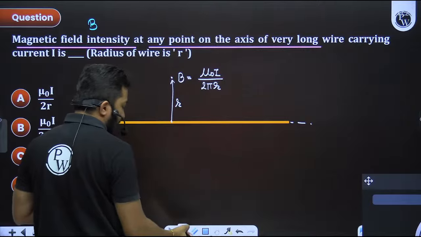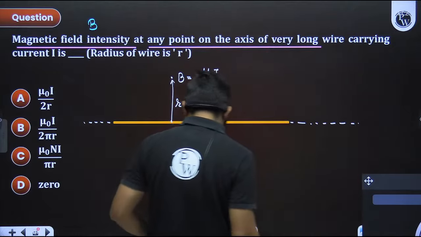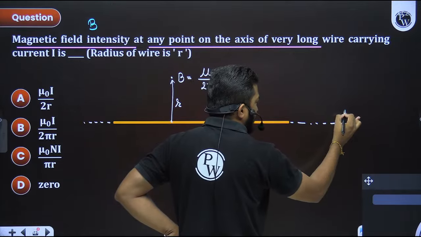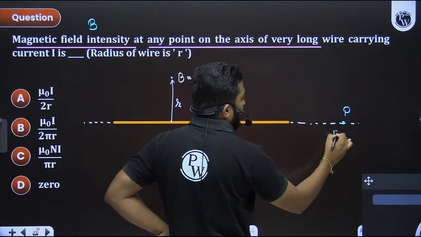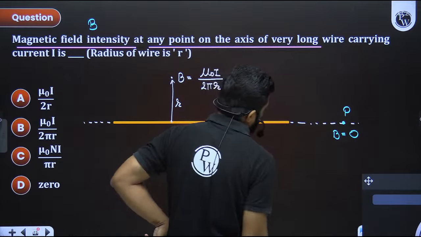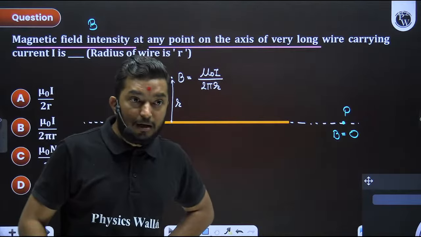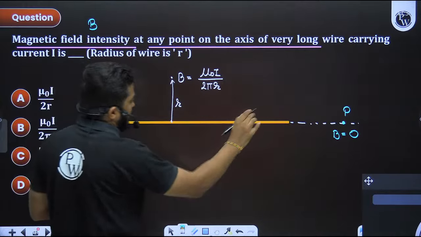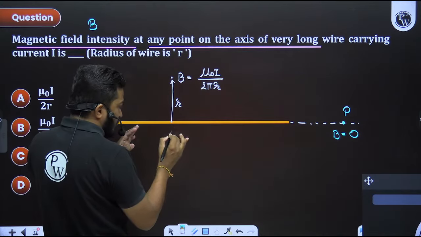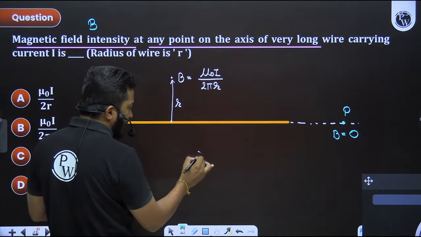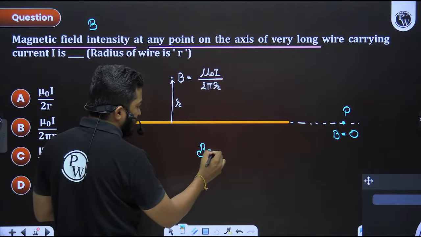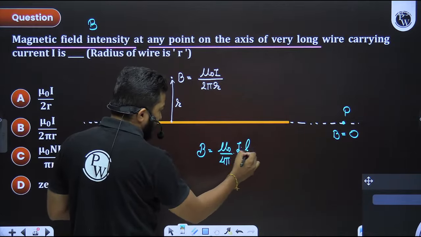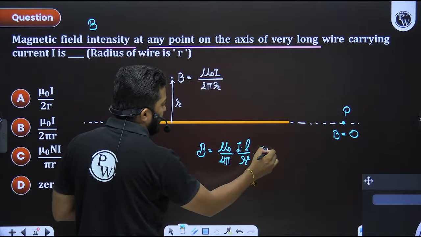But in this question they particularly ask for the point on the axis of the wire. So just assume that point as P. For that point, the value of the magnetic field becomes 0. What is the reason? We have to understand the proper concept. The reason is the Biot-Savart formula. The small magnetic field dB is equal to mu naught upon 4 pi, I dL divided by r square into sine theta.